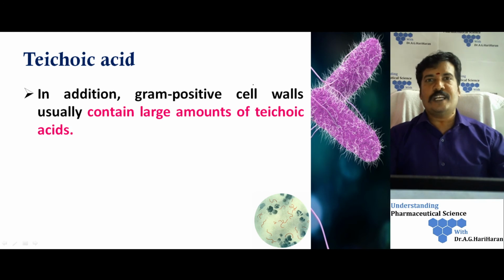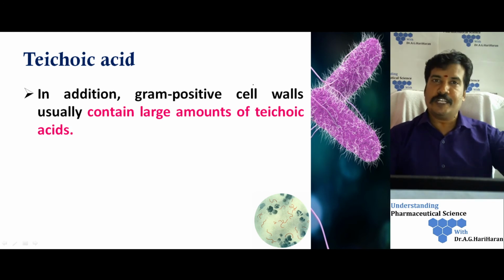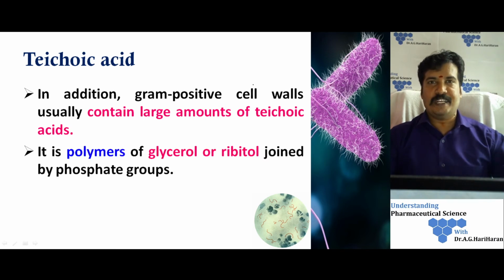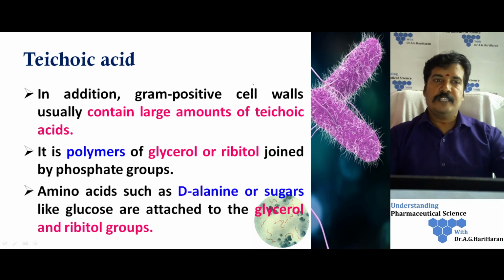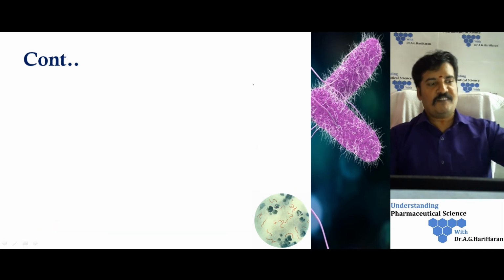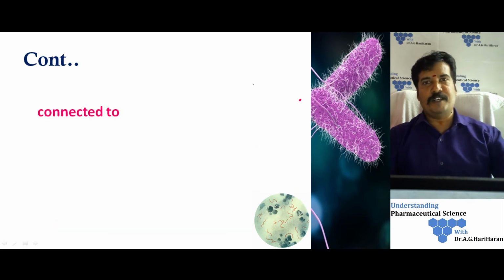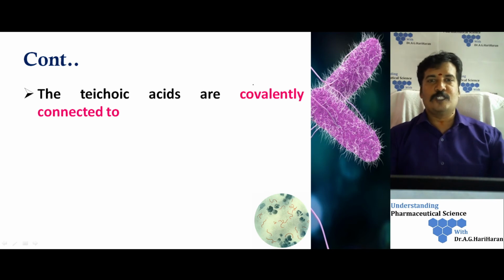This teichoic acid is present in large amounts in gram-positive bacteria, but it is not present in gram-negative bacteria. Chemically, teichoic acid is a polymer of glycerol or ribitol joined by a phosphate group. Generally the amino acid present in teichoic acid is D-alanine, or sometimes a glucose molecule can be attached to this glycerol or ribitol. So it is a polymer of D-alanine, glycerol or ribitol, with or without glucose, right?